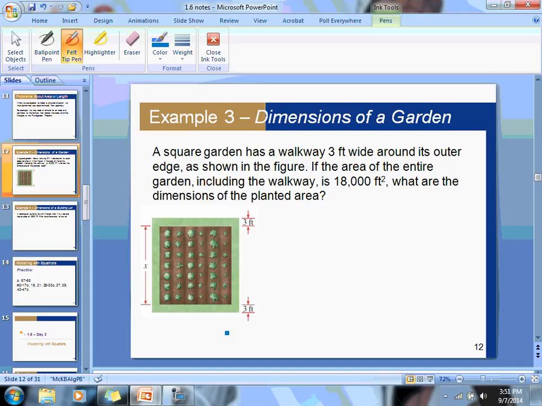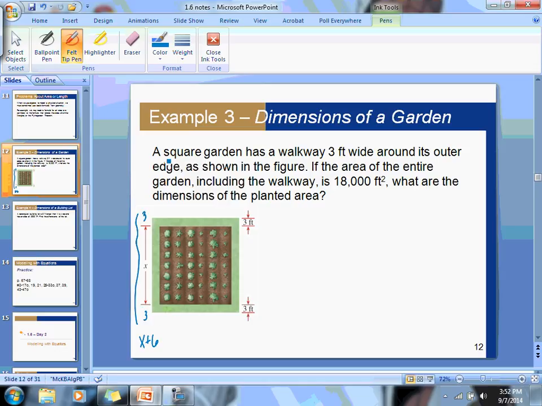But the nice thing about this picture is that they gave us the dimension of the side length for the actual garden part. That's going to be x. And then they labeled the dimensions for the walkway. So we have 3 feet and 3 feet. So to get the whole side length for one whole side, it's x plus 3 plus 3. So one whole side length is going to be x plus 6.